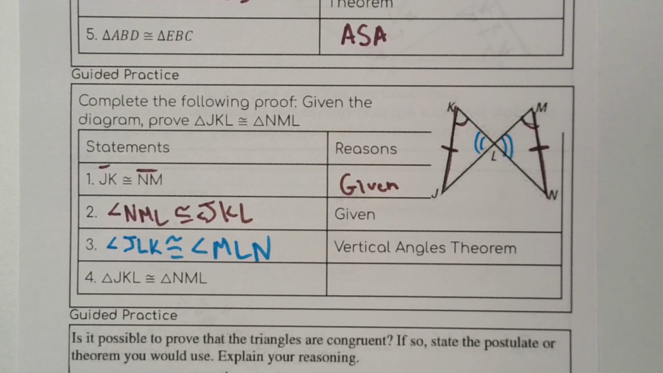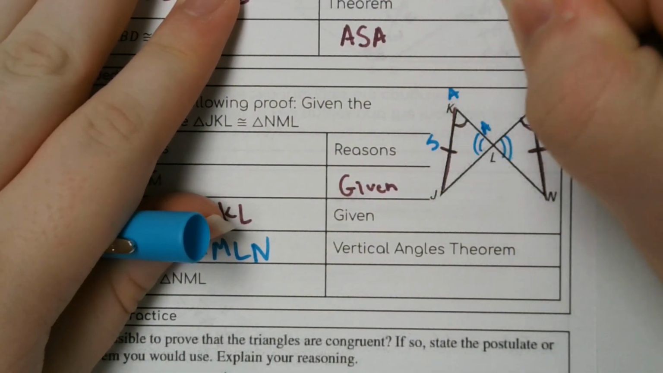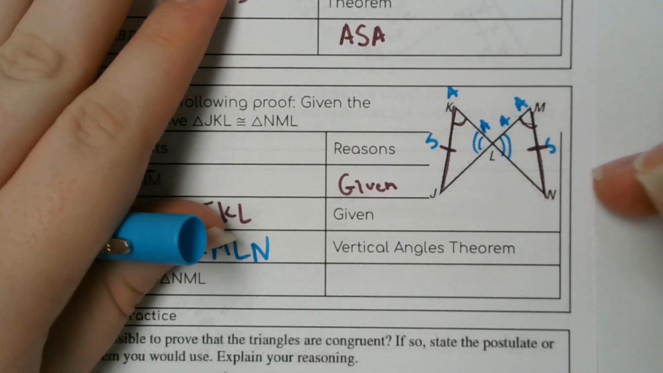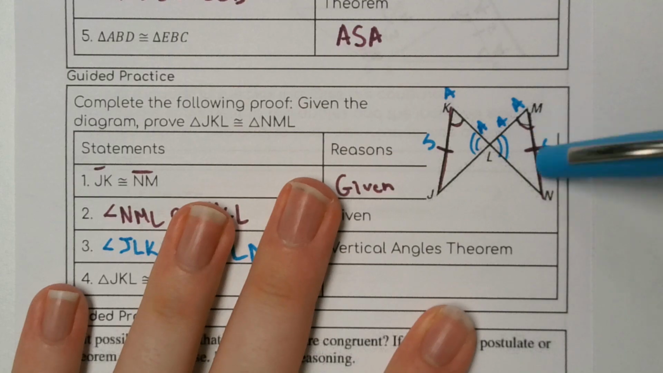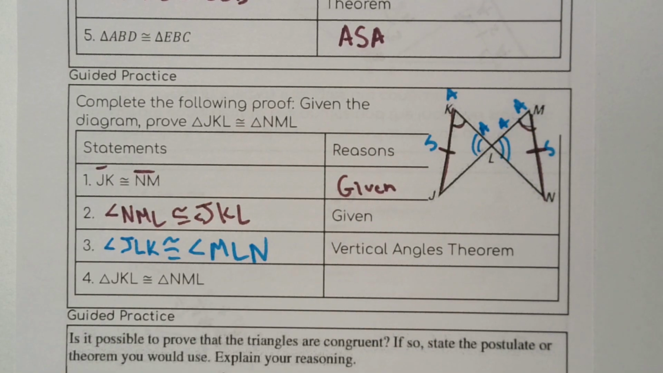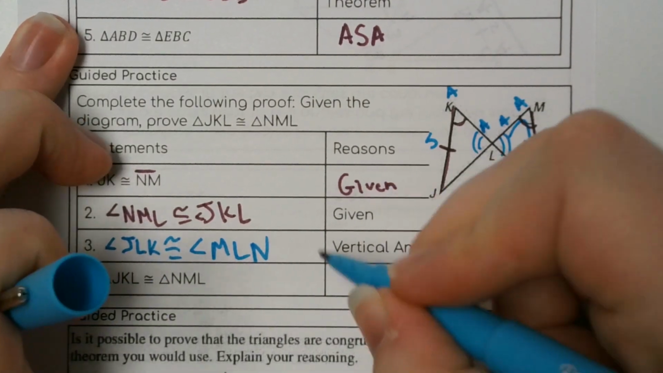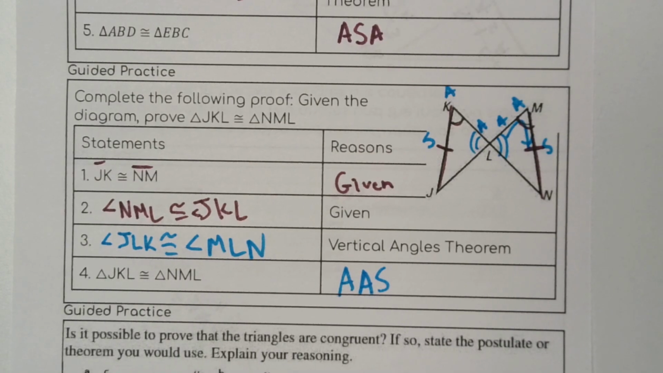Alright, finally we can prove these triangles are congruent. Let's label our angles and our sides. In this case, we have two angles and the non-included side. So it'd be AA, then S, if we read it in order. So AAS. Since that side's not in between the two angles, it is not ASA. It's on the outside of the two angles, so we write it after the two angles.